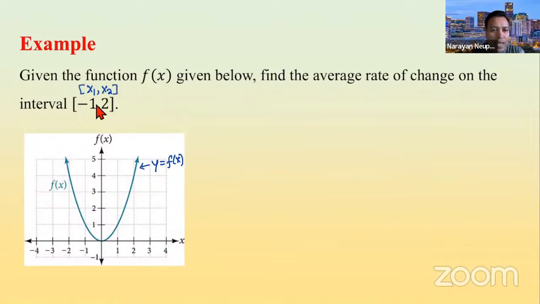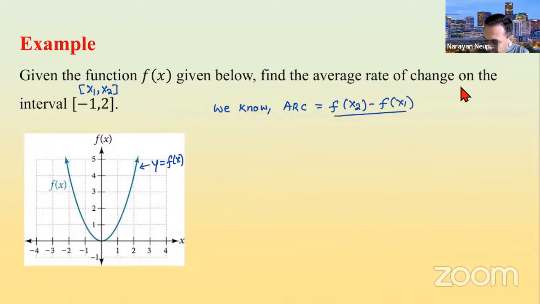Okay, so you can see your x1 is -1, x2 is 2. And to find the average rate of change, we know the formula, just like the previous one. We know average rate of change is f of x2 minus f of x1 over x2 minus x1.